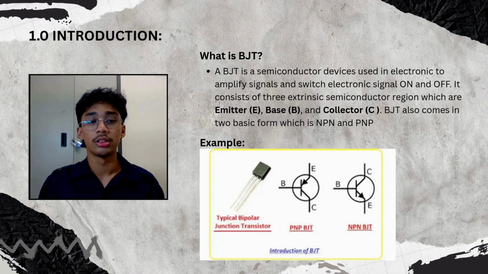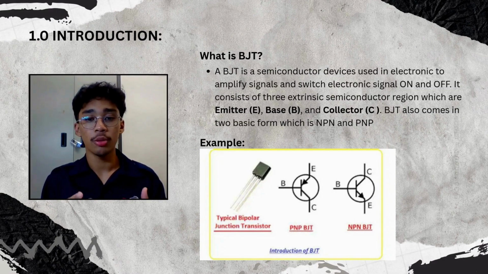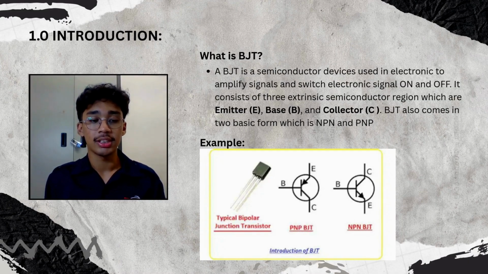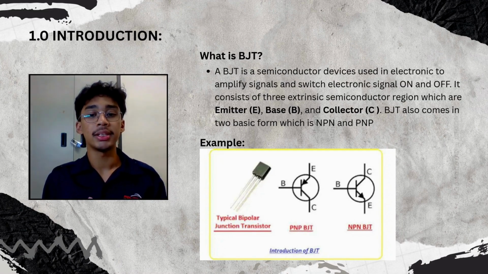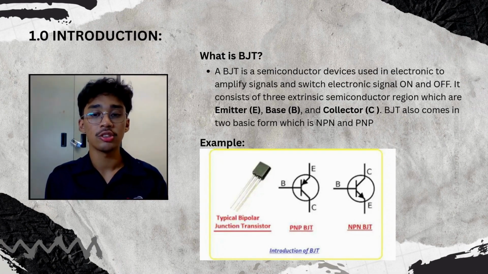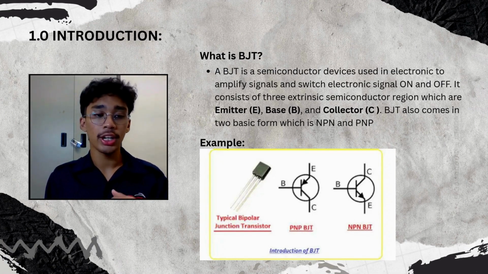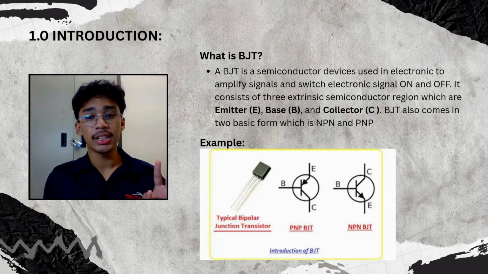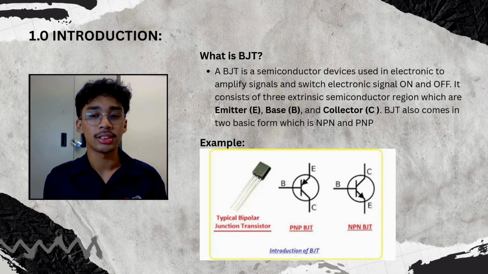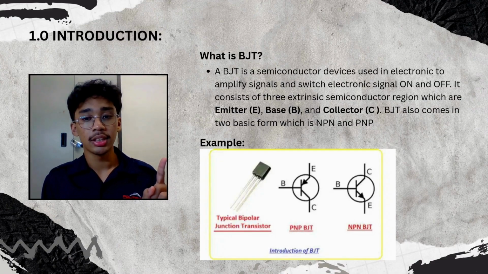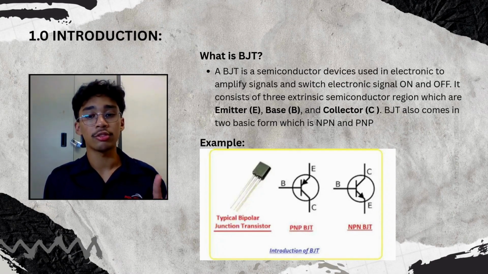So, in this video, we are going to talk about the bipolar junction transistor, which in short form is a BJT. So what is a BJT? A BJT is a semiconductor device used in electronics to amplify signals and switch electronic signals on and off. It consists of three extrinsic semiconductor regions, which are the emitter, base, and collector. BJT also comes in two basic forms, which are NPN and PNP.